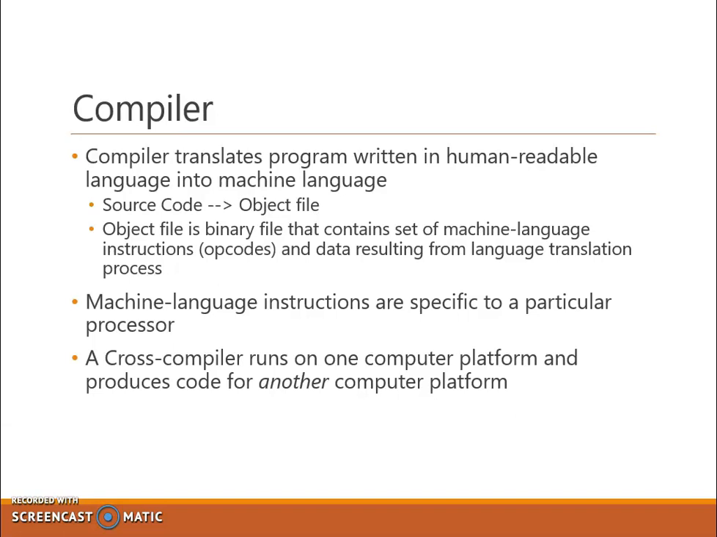Now the cross compiler. Before studying the cross compiler, we should understand the concept of host platform and target platform. Host platform is the computer platform where we write the code and debug the code, and the target platform is where we execute our code. In embedded systems, these two platforms are different. So what is the job of a cross compiler? It produces the code for another computer platform. A cross compiler runs on one computer platform, that is the host platform, and produces the code for another computer platform, that is called the target platform.